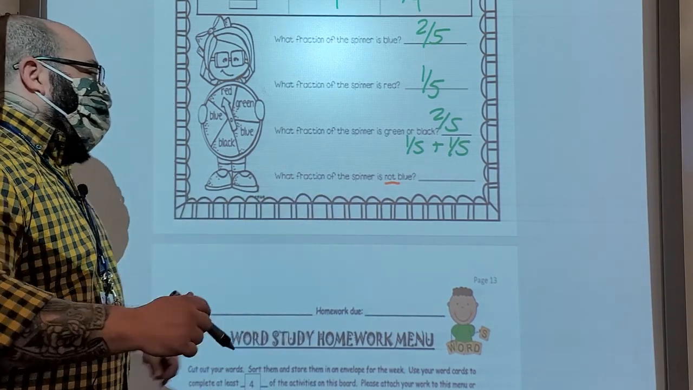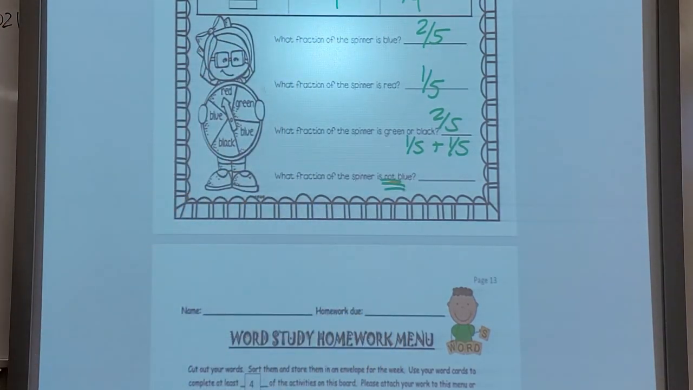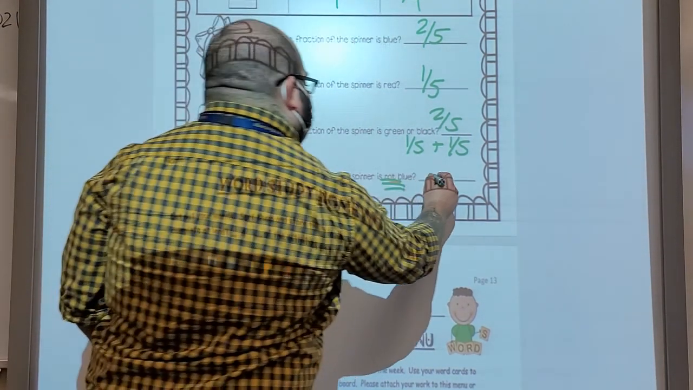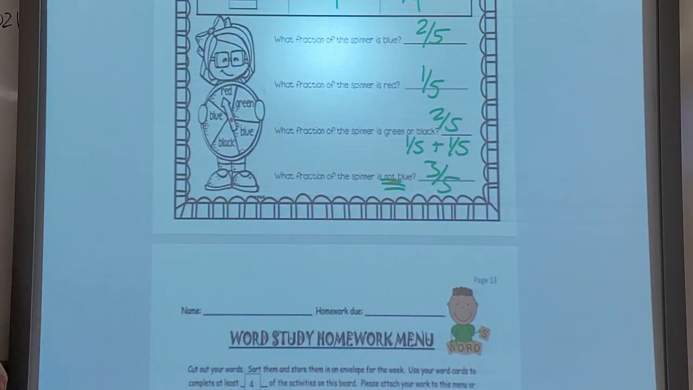What fraction of the spinner is not blue? Teva. Say it again, you said 3 out of 5? 3/5? Yes. 3/5, right? Because red, green, and black make up 3. Blue makes up 2. We have 5 parts. Exactly. See, you guys get this?